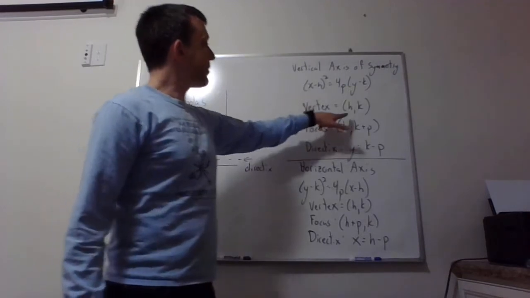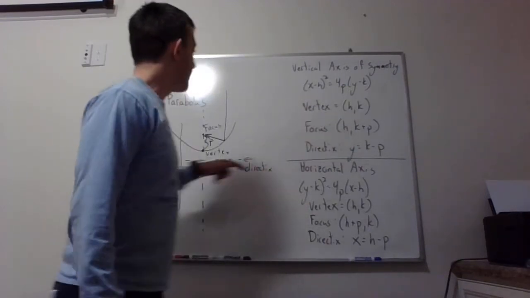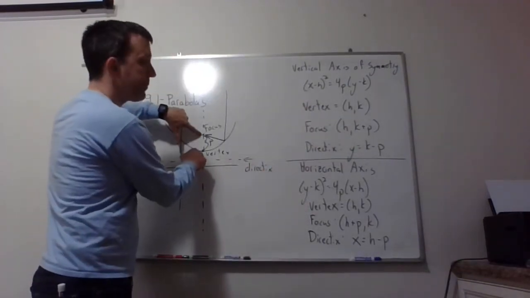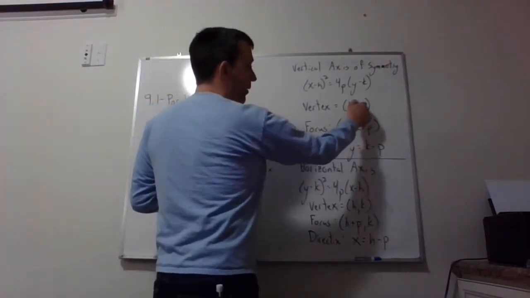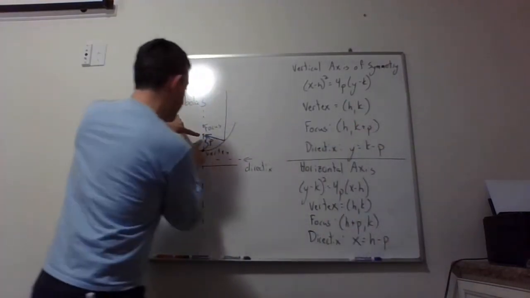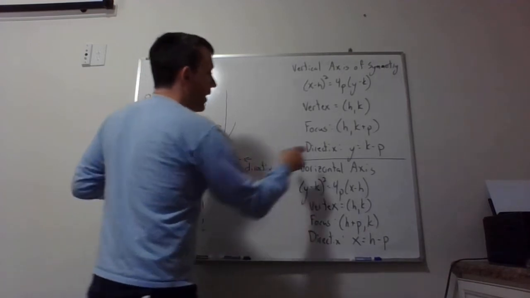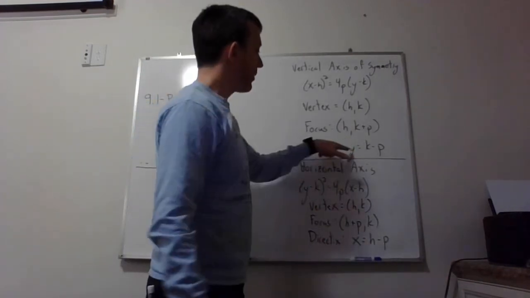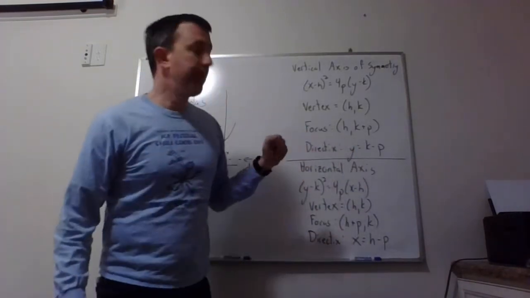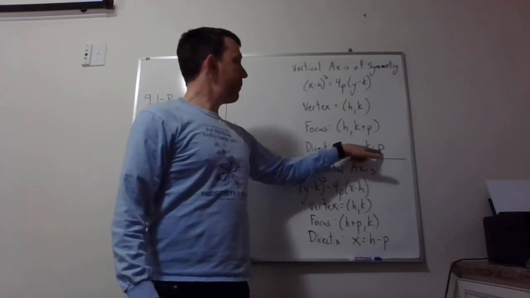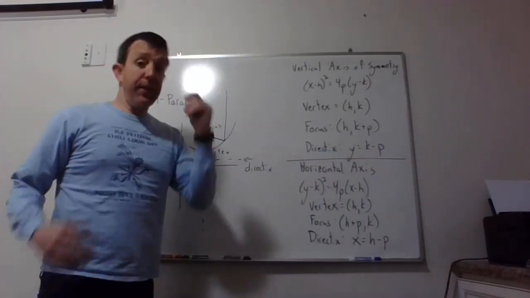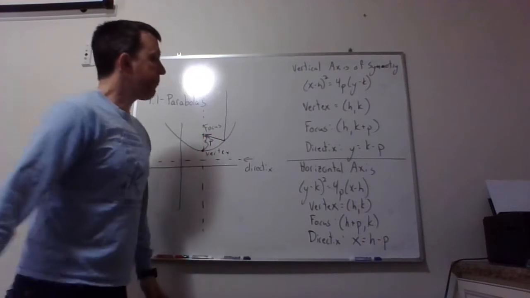The focus has the same x coordinate as the vertex, because we're just going to go straight up to get to it. We're going to take our y value and add p. We said that little distance was p. And then the directrix is a horizontal line, so it's y equals a number, and that number is k minus p. It will be that same thing every single time that you have one of these.